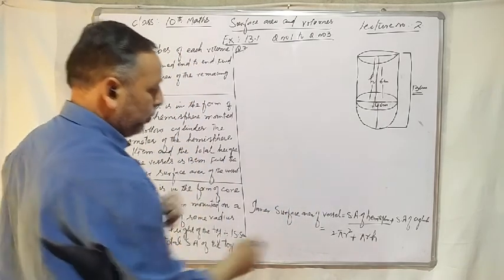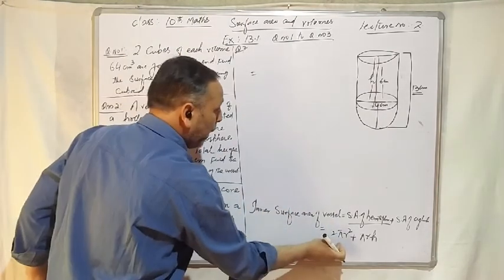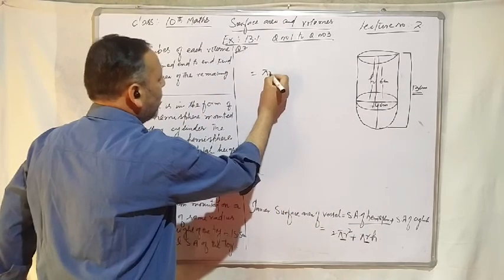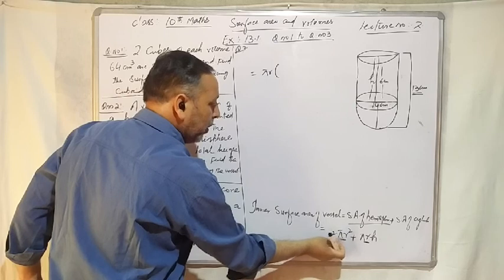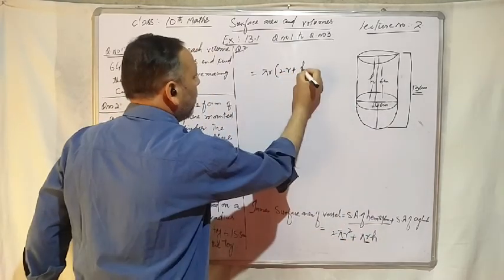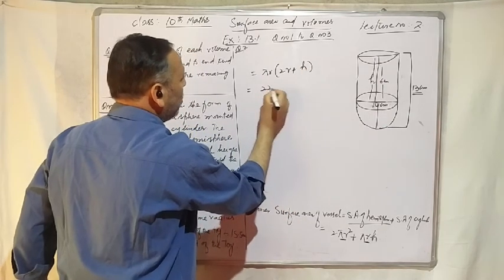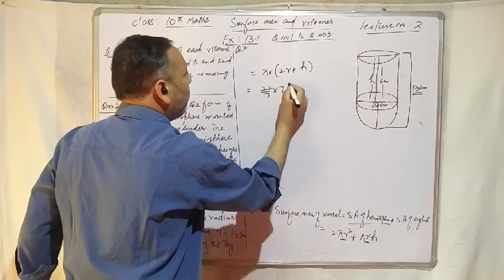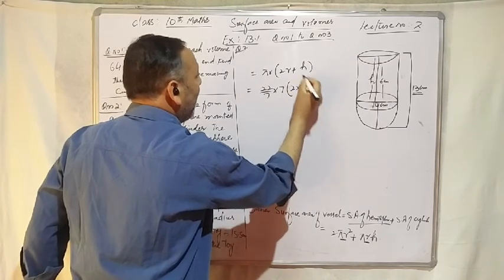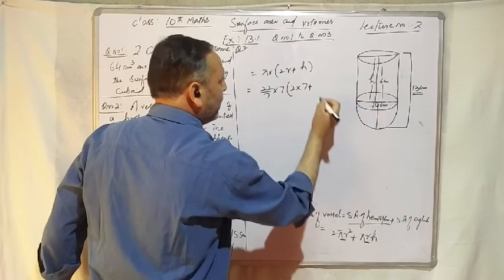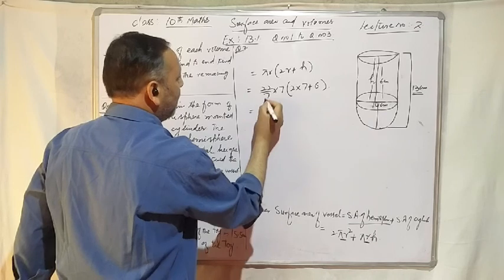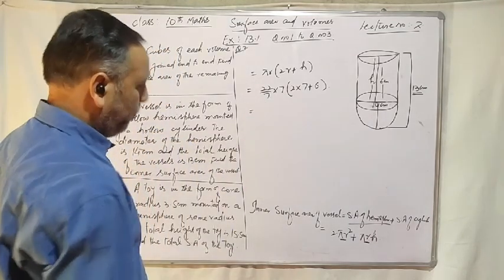Let me substitute the values. So it is equal to 2 pi r square plus 2 pi r h. Let me take pi r common from both. What remains here? Here remains twice r plus h. Now substitute the values. Pi is 22 by 7, r is 7 into twice r, 2 times r is 7, plus h, h is 6. Clear?